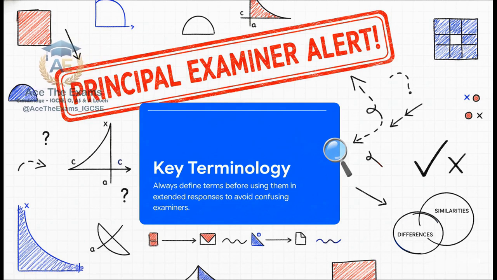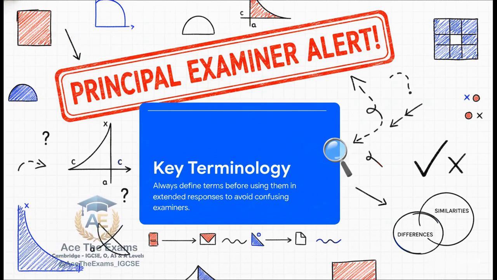The examiner is trying to read your radar screen. If you don't explicitly state, let u equal e to the power of x, you have created an undocumented ghost flight. If you are comparing mathematical approaches, you need to use clear comparative connectives. Identify the similarities and differences in their domain or range. Never assume the examiner knows what is in your head. Put your radio transmissions explicitly on the page.